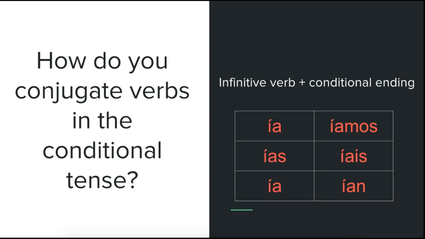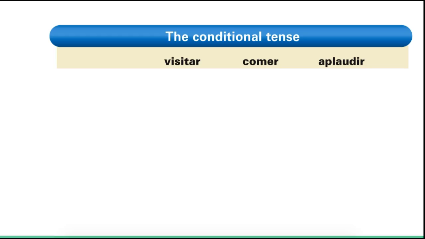The difference is that when we were conjugating in the imperfect tense, we were taking the ending off of our infinitive verb, so taking the AR, ER, or IR ending off and replacing it with these letters. The conditional tense is different because you keep the AR, ER, or IR ending on your infinitive form, and then you're simply adding this ending. So it's in addition to the infinitive verb ending, not instead of.